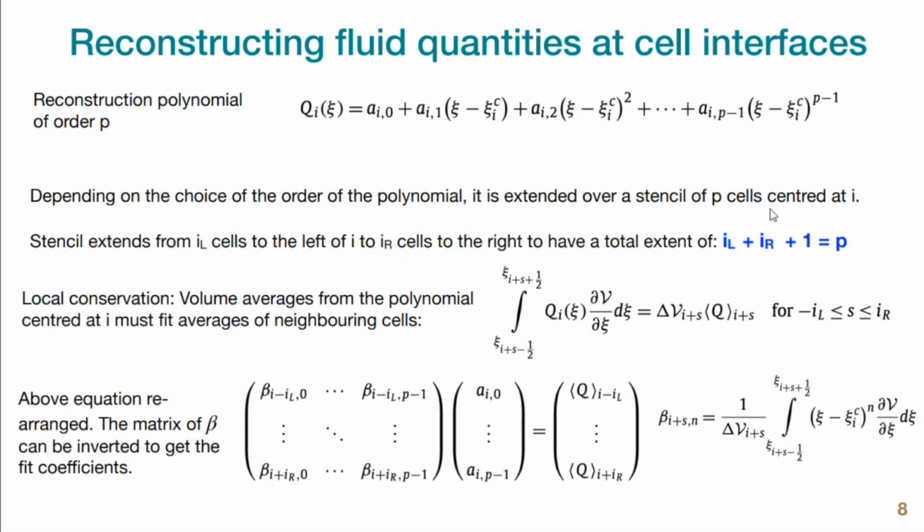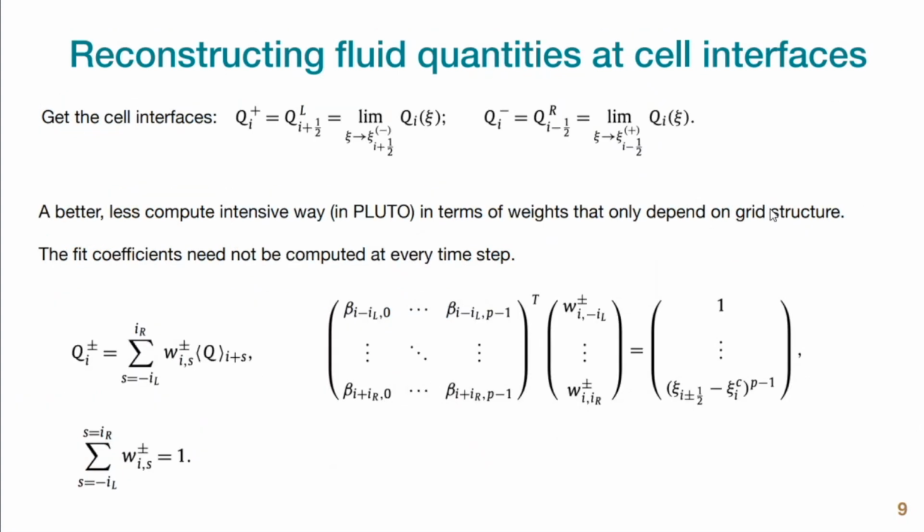This inversion of the matrix, as you can understand, always requires you to fit the averages at the different cells. So you need to do the reconstruction steps at every time step. This is a bit time consuming, so I'll briefly outline what PLUTO does. It's a neat trick to bypass the computational cost. Instead, we define some weight functions, and analytically it can be shown, as given in the appendix of the paper.